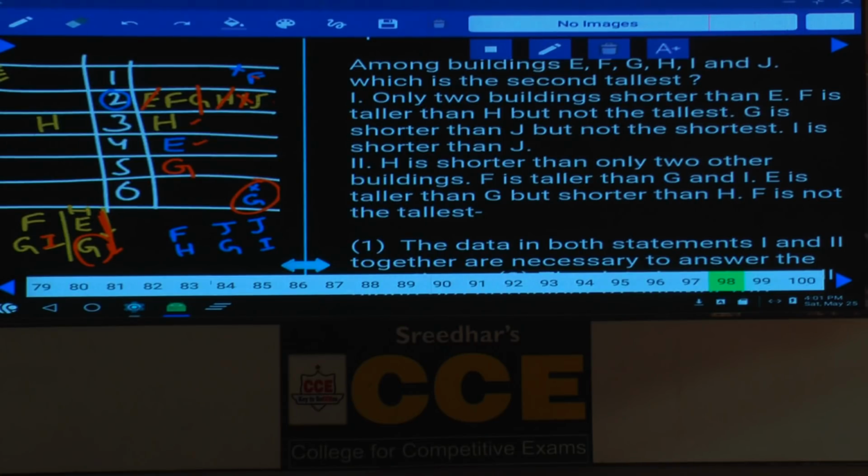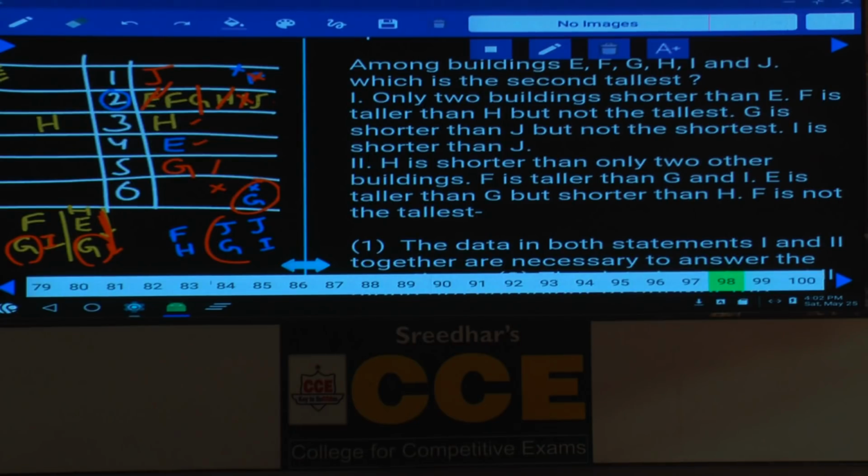Now between F and J, any information here? J is greater than G and J is greater than I. Hence J is greater than G and I. As J is greater than G and I, tell me which can be at the second place. Now F is greater than G, and G is already there, so F cannot be at this place, hence F must be at this place. If F is here, J must be at this place.